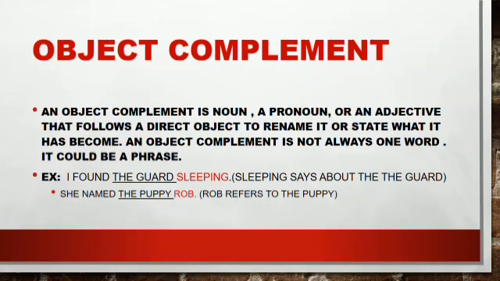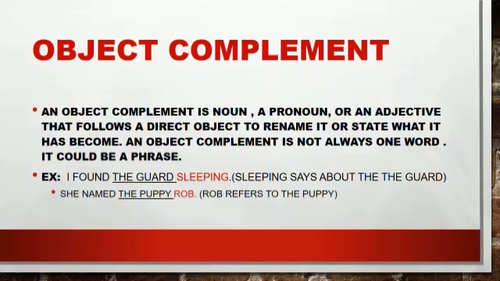Next, object complement. You find it out. I found the girl sleeping. So the girl is the object. I found what or whom. Then I will get the answer. I have already said how to find out the object. So I found the girl sleeping. Sleeping refers to the girl, not I. Same as in the second example, you can find it out. She named the puppy Rob. Rob refers to the puppy, not she. So thus, these are the examples of object complement.